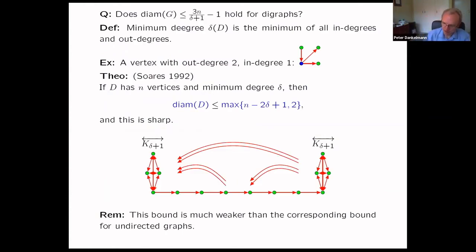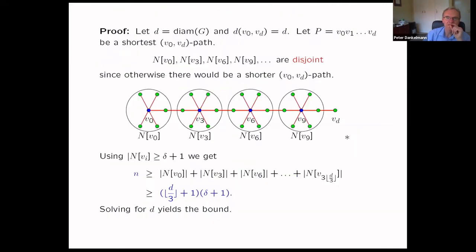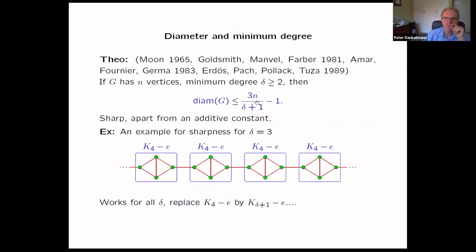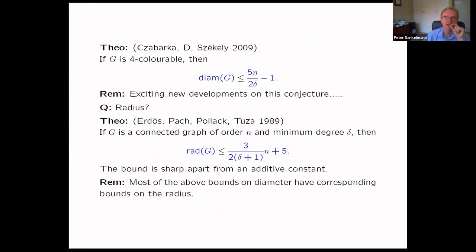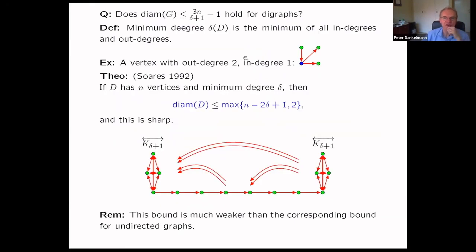One of the questions that I want to look at is, do these bounds also hold for directed graphs? Because I've now spoken on undirected graphs and order and minimum degree. Do similar bounds also hold for directed graphs? So just to go back, for the diameter of an undirected graph we have 3 over delta plus 1 times n. That's an upper bound on the diameter of an undirected graph. Is something similar true for directed graphs?